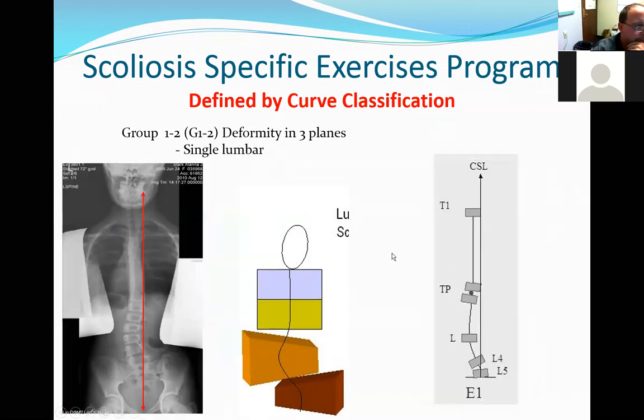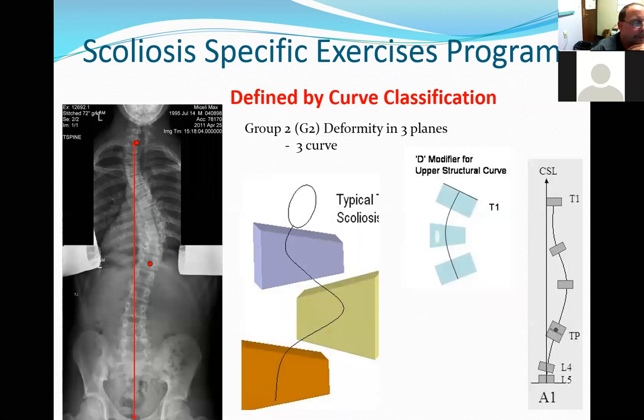This is just showing your single lumbar curve. So the apex is lower than L1. So apex is going to be either L2, L3, or L4. And again, the blocks just show you what that also looks like, a little bit different visual for the patients.